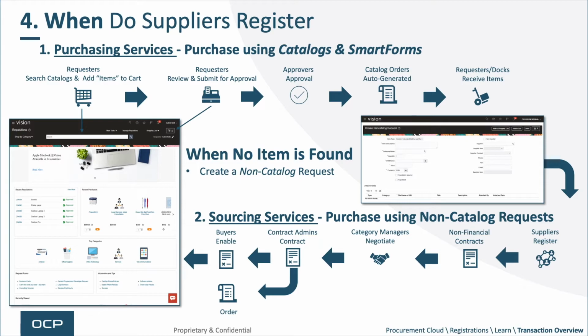But when the requester doesn't find an item and they complete their non-catalog request, well, then somebody has to make a decision about whether the supplier you want to use, or all the suppliers you may want to ask or have competitive bids with, exist in the application. And if not, then you get the possibility of adding a supplier. And if you're going to add a supplier, particularly if you're going to add more than one supplier, you may want to have them register. And so that is when this registration transaction occurs.